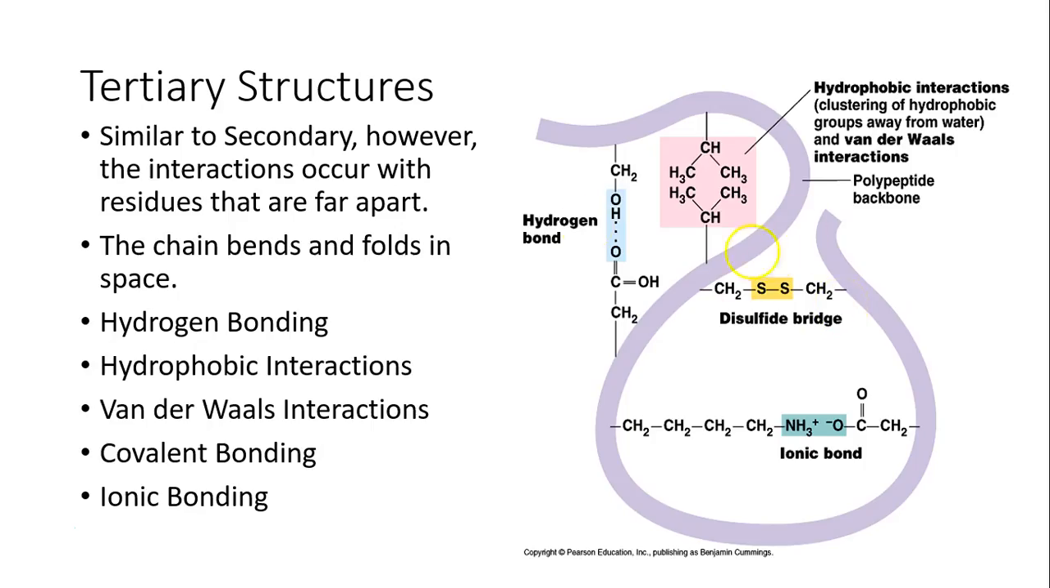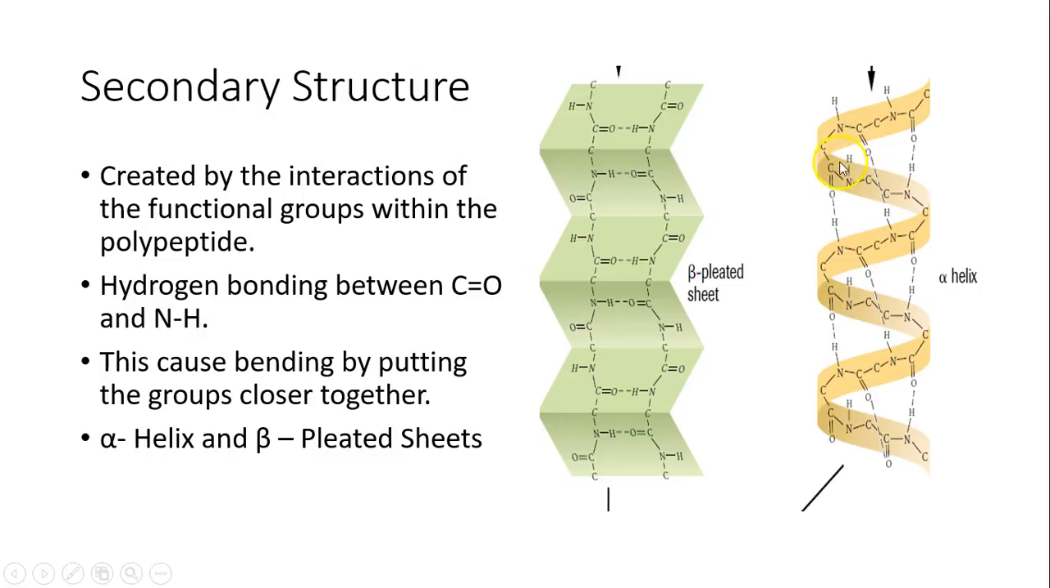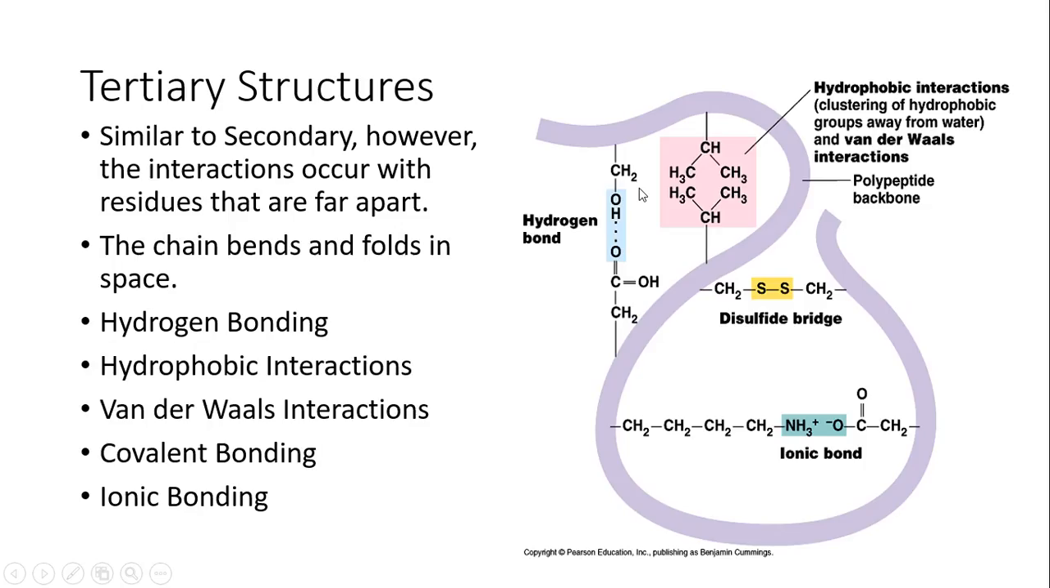Then you have tertiary structures. Tertiary structures, similar to secondary, however, the interactions occur with residues that are far apart. So here the residues are close to each other. All right, remember residues are the side chains. So these guys are close to each other. They're in close proximity to each other. But over here, they're distant. Say you have amino acid number 3 reacting with amino acid number 75. Okay, and same thing over here. Here again, say you have amino acid number 50 interacting with amino acid 450. Okay, and they're going to have different bondings within these tertiary structures.